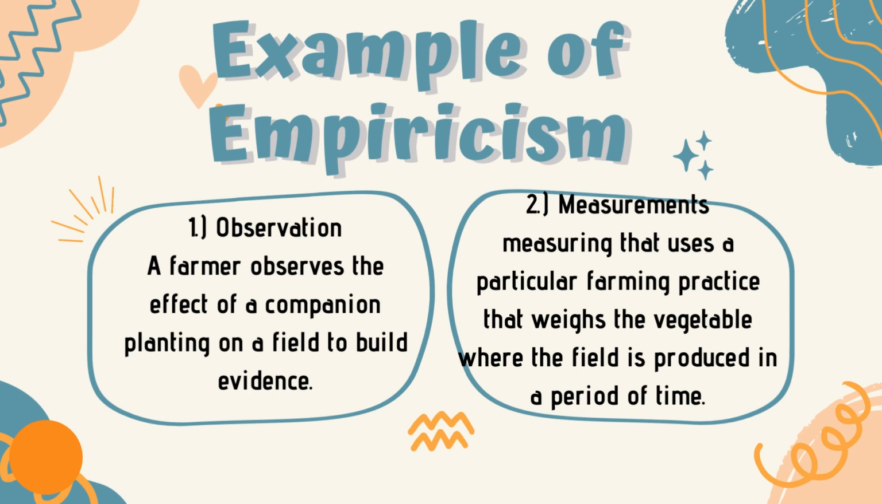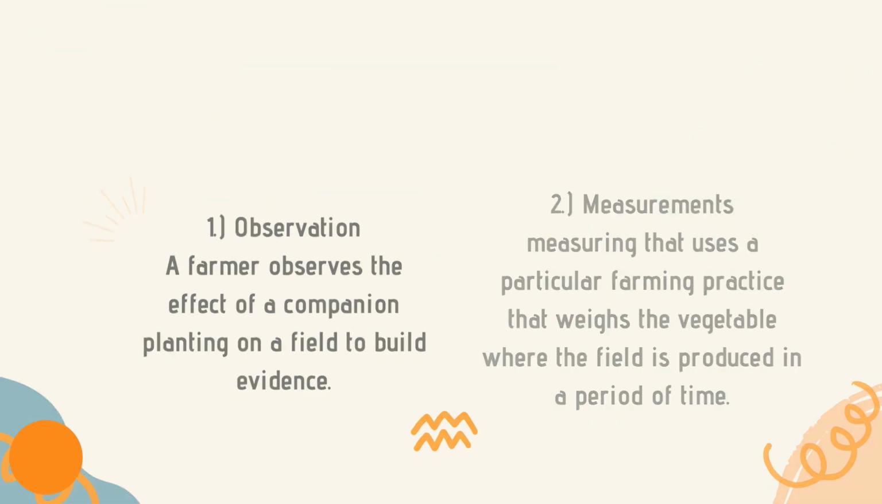First is observation. The example for this is a farmer observes the effect of a campaign planting on a field to build evidence. The next one is measurement. This is measuring that uses a particular farming practice that weighs the vegetables the field produced in a period of time.